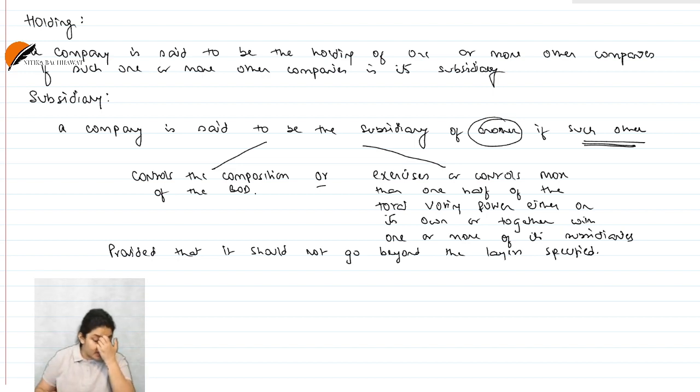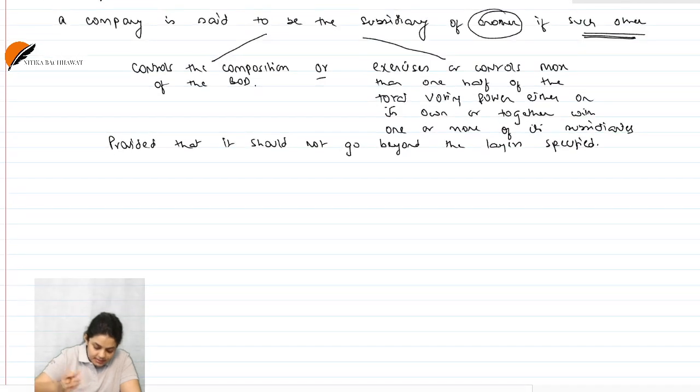So what does this mean? Control the composition of the board of directors. It means the right to appoint or remove the majority of the directors. What is controlling the composition of the board of directors? The right to appoint or remove the majority of the directors. So when I have a right to appoint or remove the majority of the directors, I control the composition of the board of directors. Let's understand this.